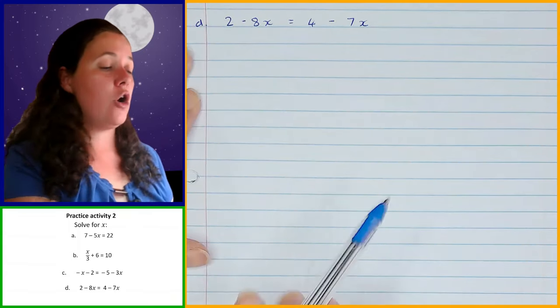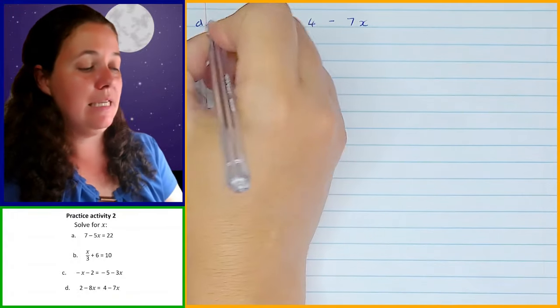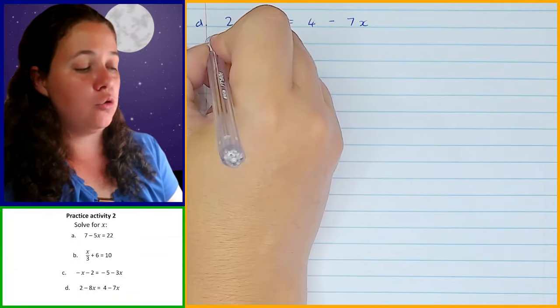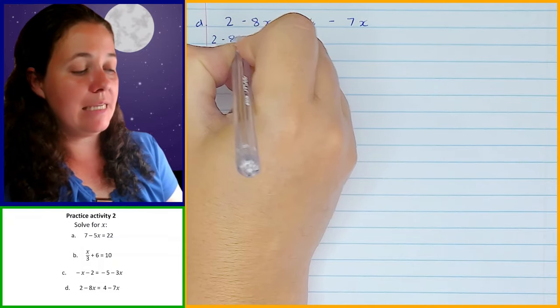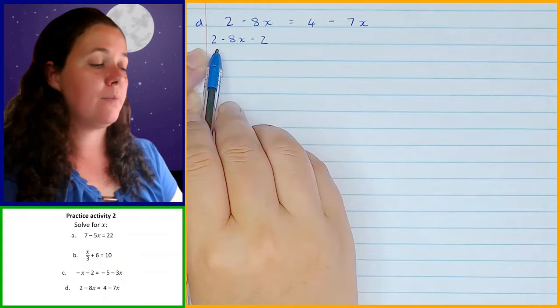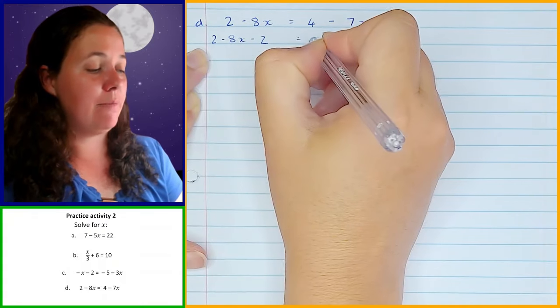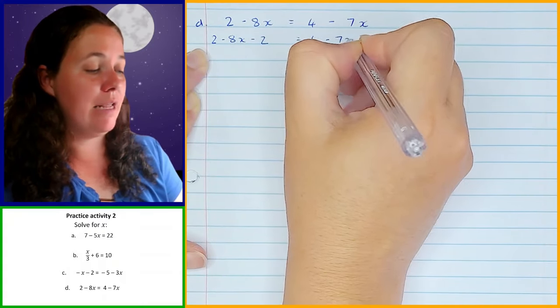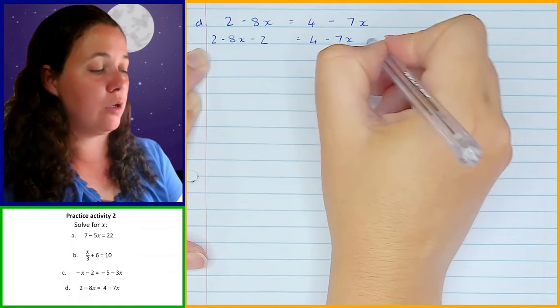So first, over here, I've got 2 minus 8x. I want to get rid of that 2. So I'm going to have 2 minus 8x, and I'm going to subtract 2 to get rid of the 2. And then on this side, I'm going to have to do the same thing. 4 minus 7x, I have to subtract 2 as well.